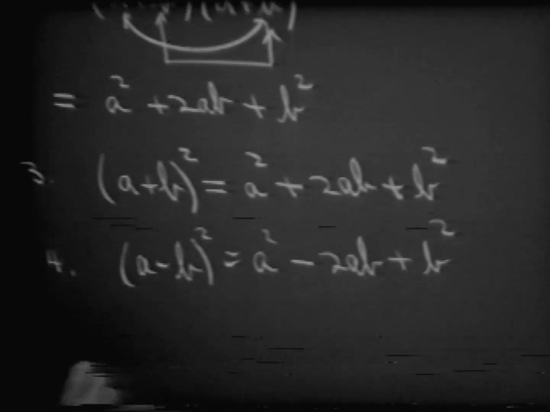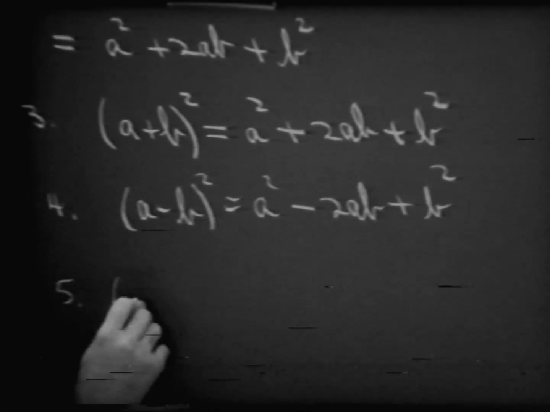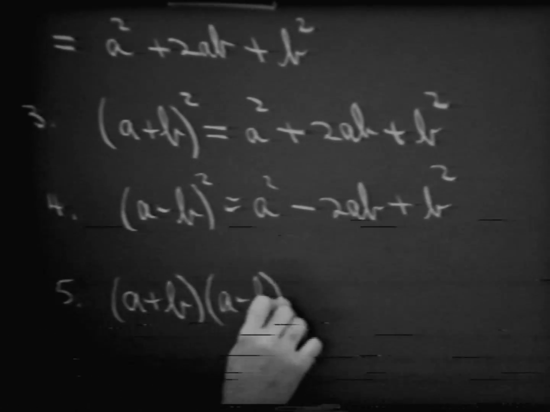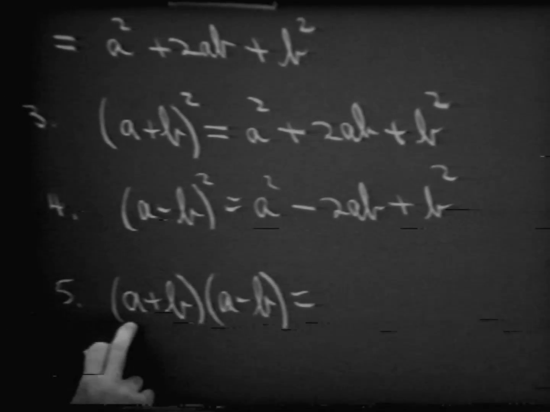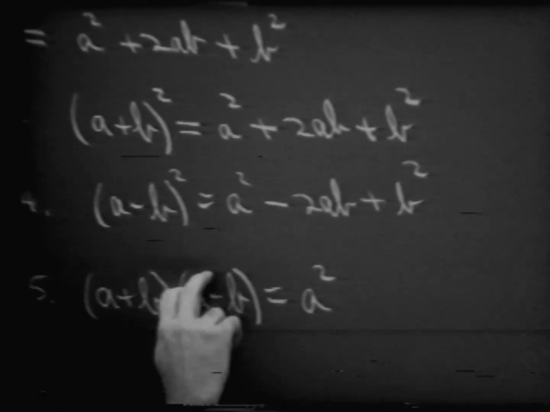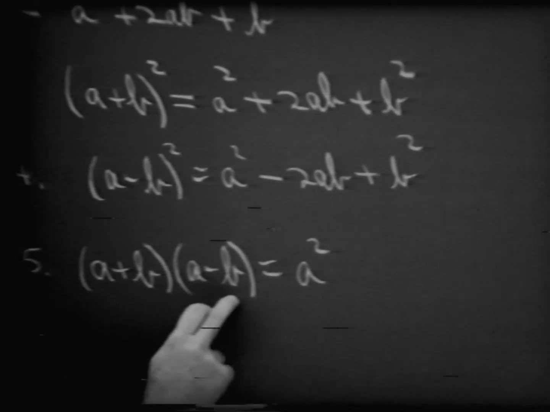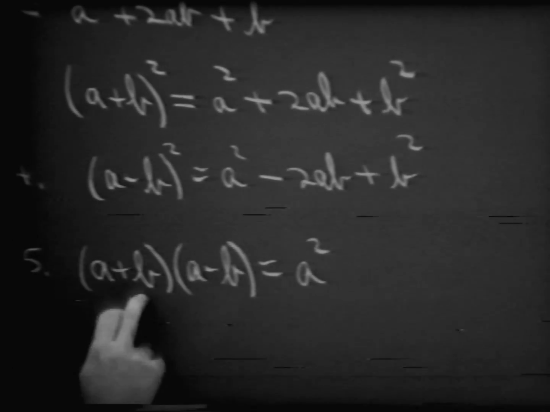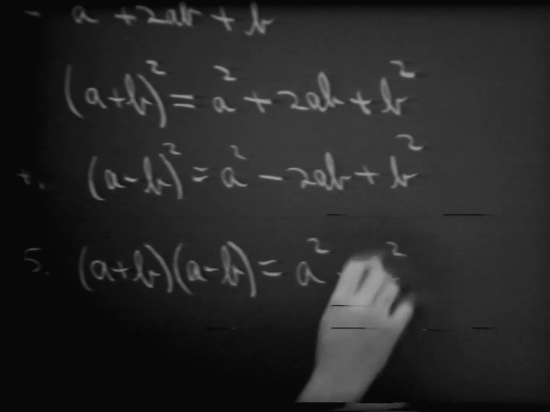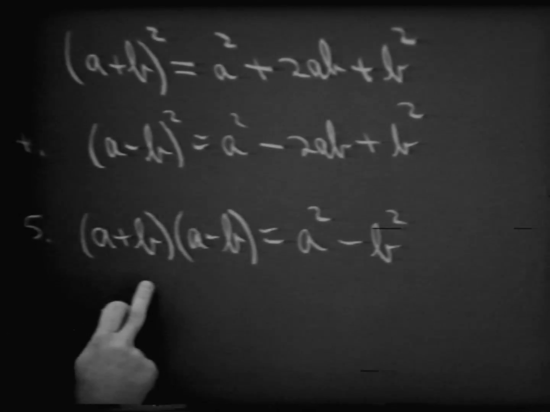Very good. And then finally, suppose we had a situation in which we had, say, a plus b times a minus b. And looking at this, we have a times a is a squared. Here is a plus ab, and a minus ab is 0. And we have b times the opposite of b is minus b squared. And indeed, that's what its product is.